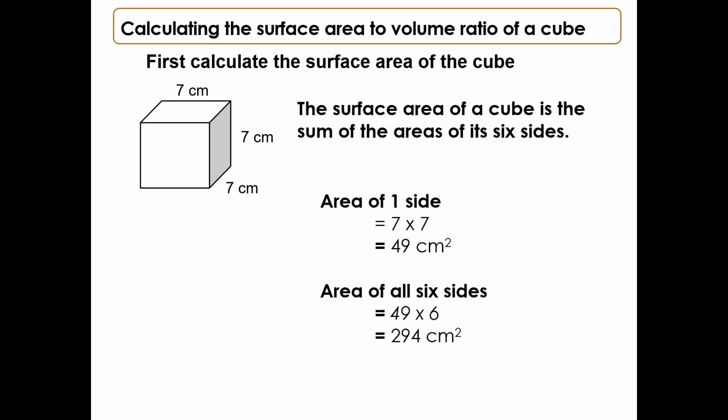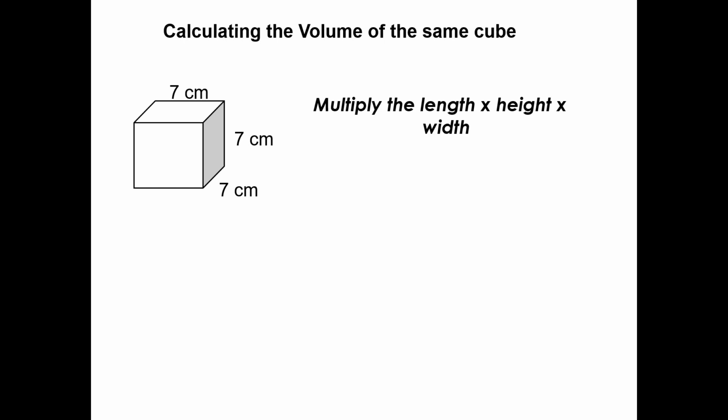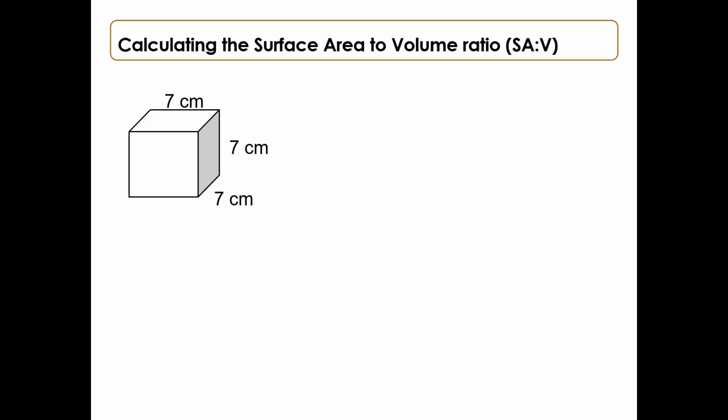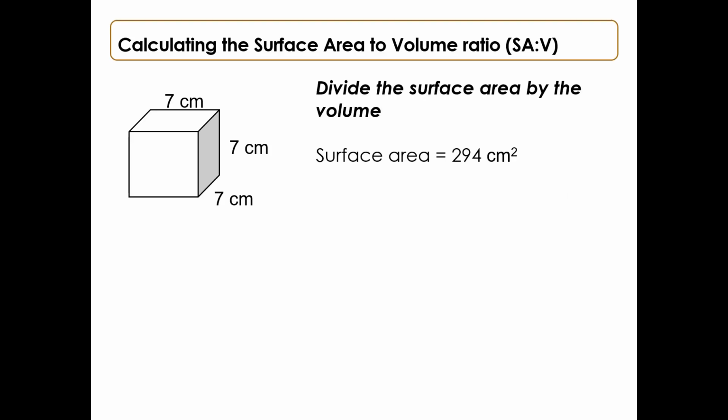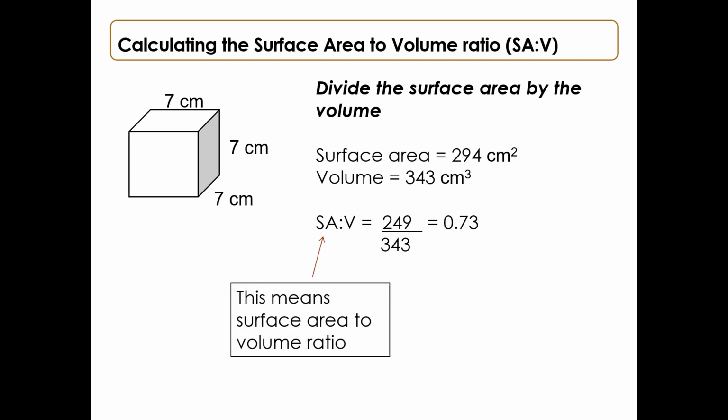is 294 centimetres square. Then we need to calculate the volume of the same cube, and we do that by multiplying the length times the height times the width. So that's 7 by 7 by 7, which is 343 centimetres cubed. So to calculate the surface area to volume ratio, we divide the surface area by the volume. So that would be 294 divided by 343 gives us a surface area to volume ratio of 0.73.